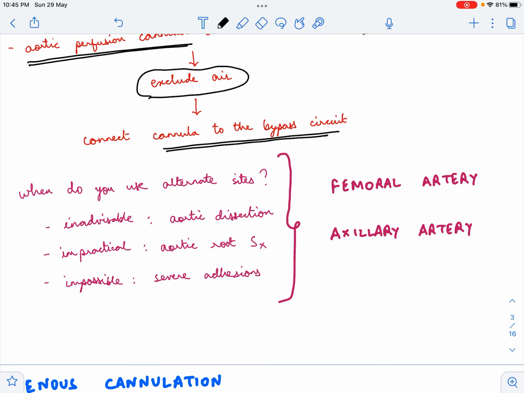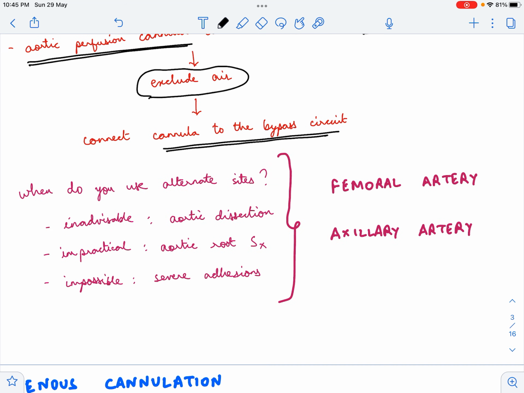Supposing it is impractical, that means you are operating on that area itself, for example, if you are doing an aortic root surgery. Or if it is impossible, due to some reason, maybe because the patient has undergone radiotherapy in the past, or maybe because the patient has been operated in the past, there are severe dense adhesions present. In this scenario, it becomes impossible to operate on the heart. When there are adhesions, it is very difficult to operate even in the bowel itself. So imagine how difficult it would be to operate on the heart when there are adhesions. So in these scenarios, you will use alternate sites. You can either use the femoral artery or you can use the axillary artery.